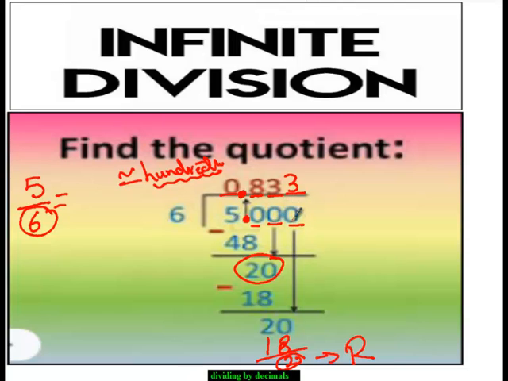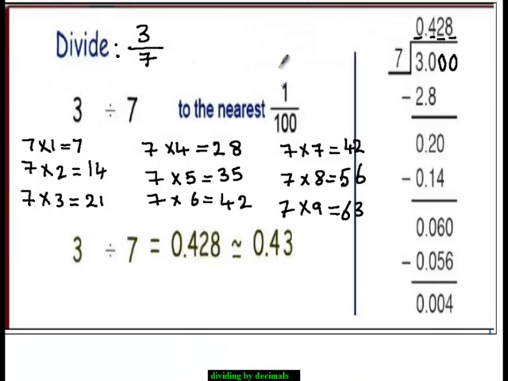I have here 1, 2, 3, 4 places, and the answer will be 1, 2, 3, 4 places, so the answer will be here 0.833. I need to approximate to the nearest hundredth. Where is the hundredth place? Here, and here nothing is going to change, so the number will be 0.83, and that's all. Okay, let's try another one.